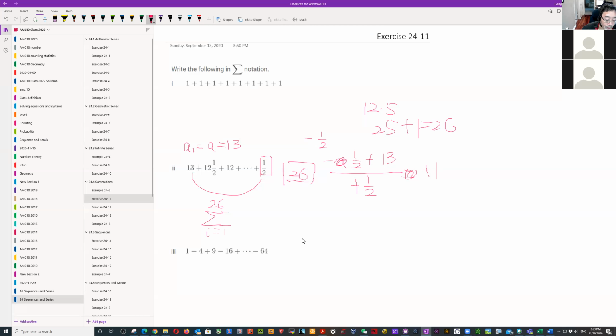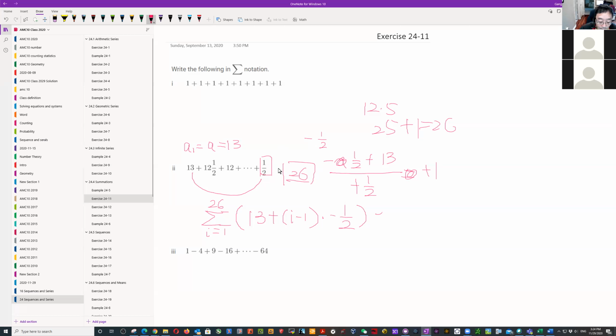And then we will write the term formula, where a is 13 plus (i minus 1) multiplied by the common difference, which is negative 1/2. So this is going to be our summation sign, the shorthand for this.